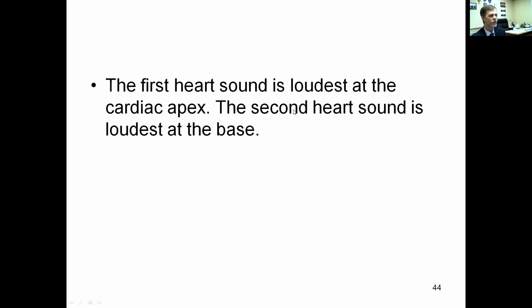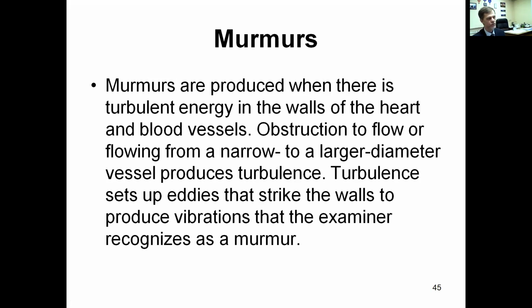Again, the first heart sound is loudest at the cardiac apex, and the second heart sound is loudest at the base of the heart. Now again, I'll try to explain why. Near the cardiac apex, we have the mitral valve and the tricuspid valve, and at the base of the heart, on the top, are the pulmonic and aortic valves. The second heart sound is louder there.